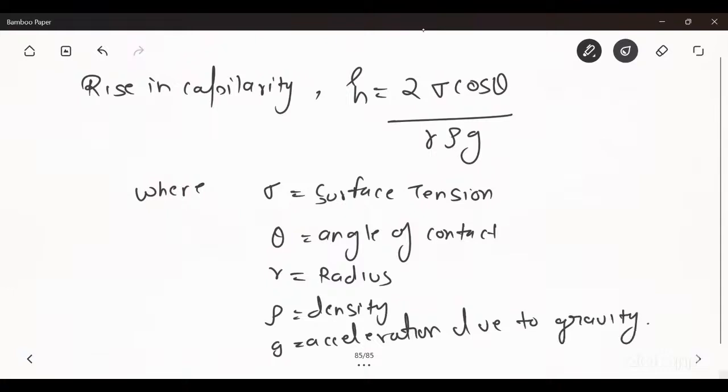So the topic surface tension is ended. Now I am discussing only the important questions of the surface tension topic. I will cover the fluid chapter in another video. Only this video will consider surface tension only.